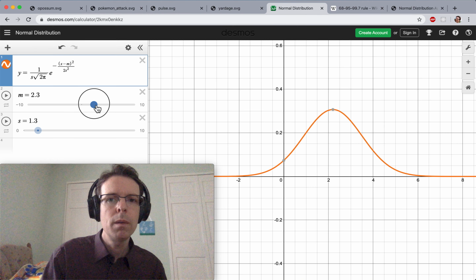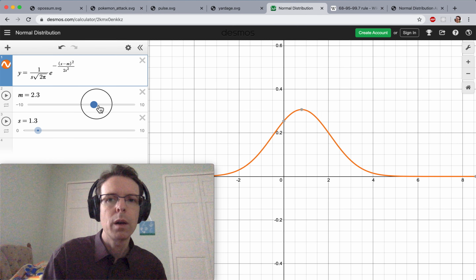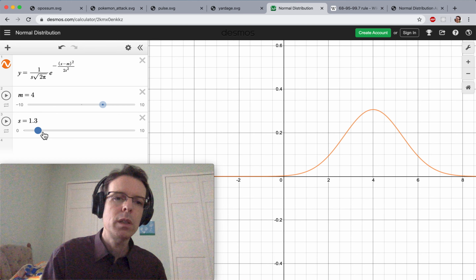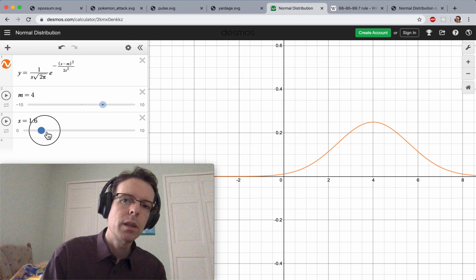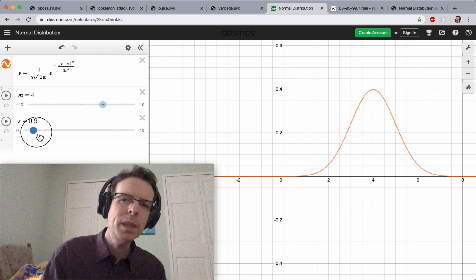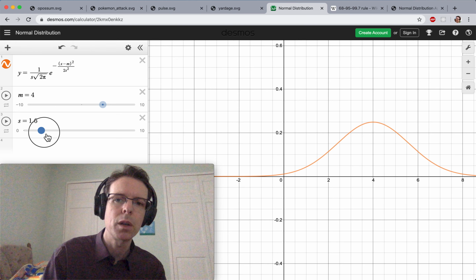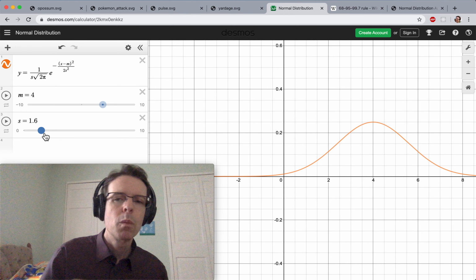Now, if I change the mean, then the whole thing will move right and left. If the mean is 4, then the thing will be centered here at x equals 4. If I change the standard deviation, what you'll notice here is that the graph goes up and down. But that's not really the right or the important interpretation of what's going on here when the standard deviation changes.